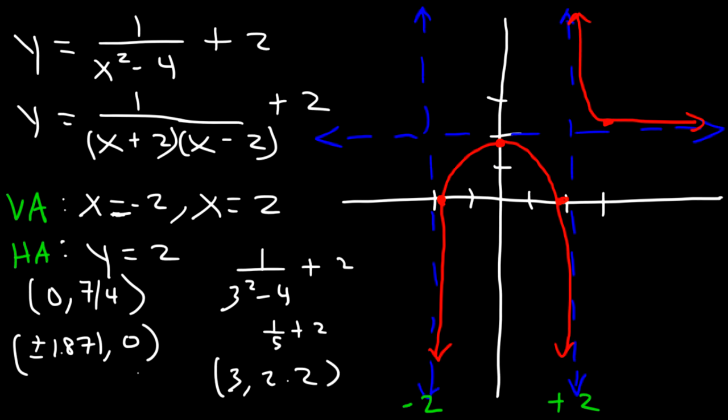Now, if we plug in negative 3, negative 3 squared and positive 3 squared both equal 9. So if you plug in negative 3 into this equation, you're going to get the same answer. It's going to be (negative 3, positive 2.2), which means that the function is even.